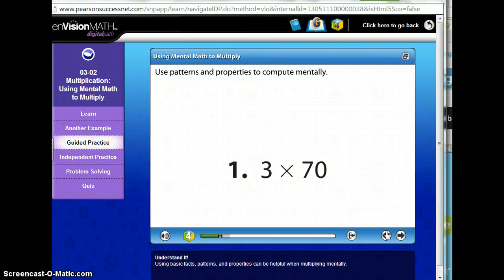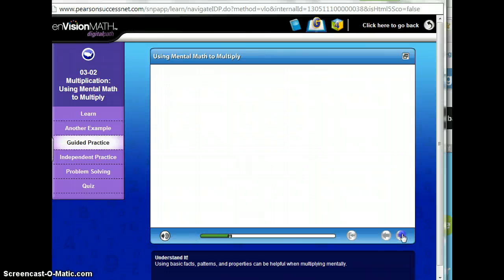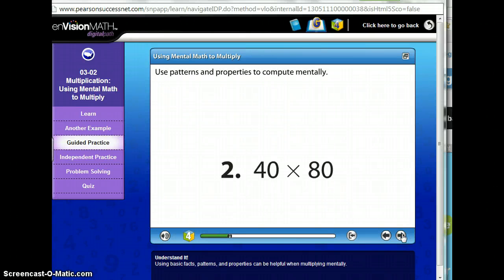What's the normal way? Okay, it might not always be that easy. How about 40 times 80? Okay, so you ignored the zeros. You knew that 4 times 8 was 32. And then you counted how many zeros were in the problem. There's 1, there's 2. You put them in your answer, and 3,200.